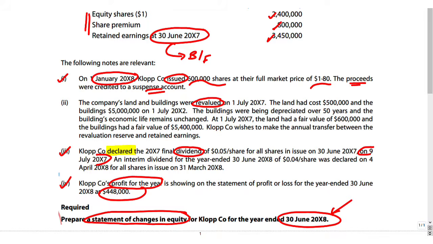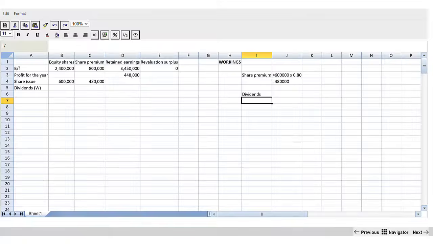So we have the first dividend of $0.05 per share for all of those shares that were in issue on the 30th of June X7. So they're the shares effectively that were in issue at this point there, weren't they? The $2.4 million of them, they are $1 shares each. So there's 2.4 million of them. Okay, really important that you check the par value, because if it's anything other than $1, then you need to be careful on the number of shares.